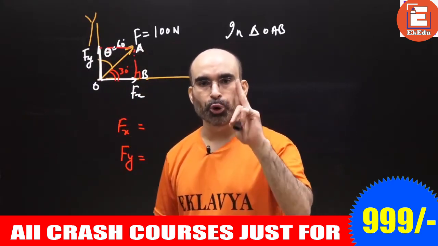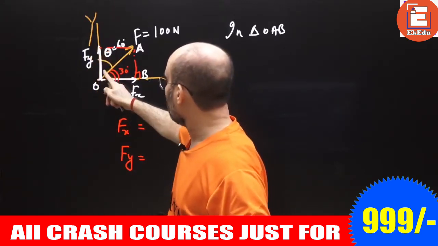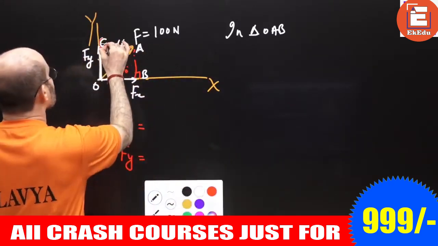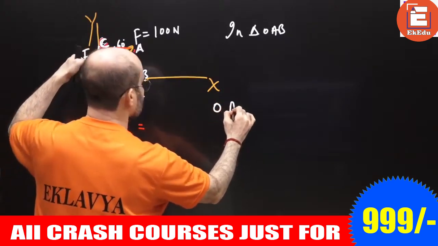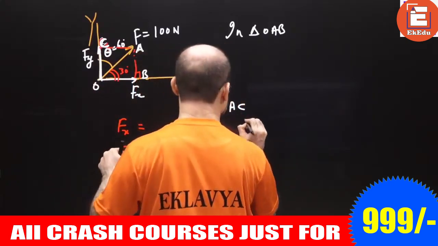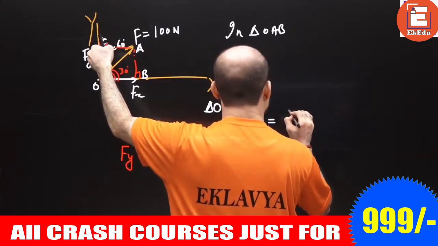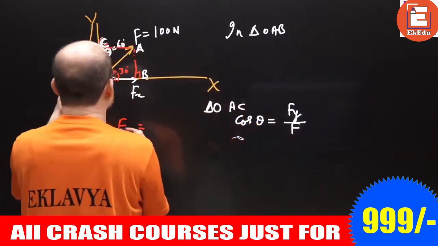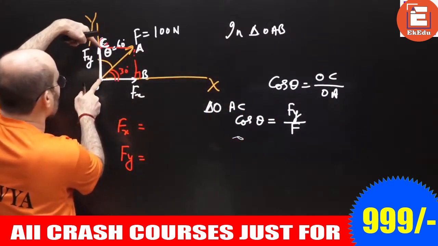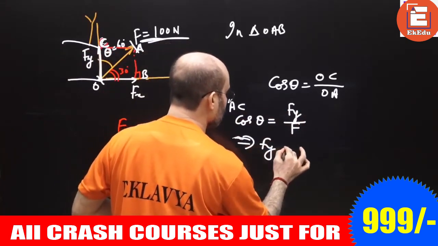Are you getting it? You have two ways to do this. Consider this component, this triangle OB, and let's call this point C. In triangle OAC, what will happen? Just have a look. Cos theta equals Fy by F. Why so? Cos theta equals OC by OA. OC is Fy, and OA is F. So Fy is going to be F cos theta.